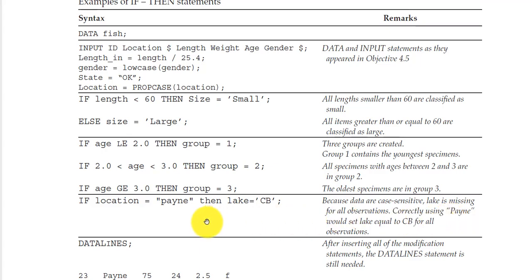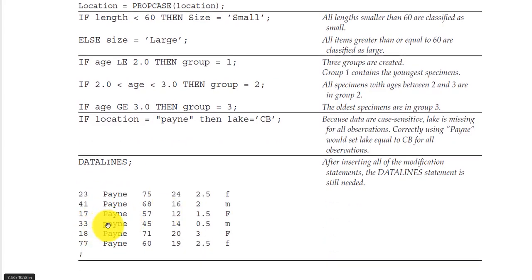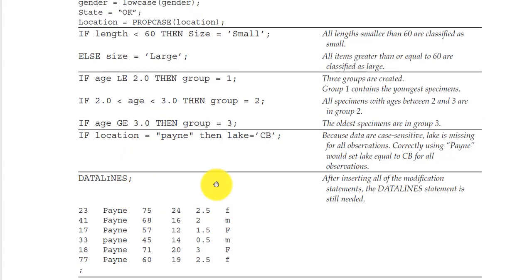That would have worked. Okay, if we would not have done this, this statement down here would have only worked for one of our observations, because one of our observations had a lowercase p. But as it is, we did the proper case, we corrected that. That's up here at the top of the screen. And so that's one of the reasons why we didn't execute all of these. If you wanted to see the effects of these if-then statements, then you could follow up this particular program with a print procedure.